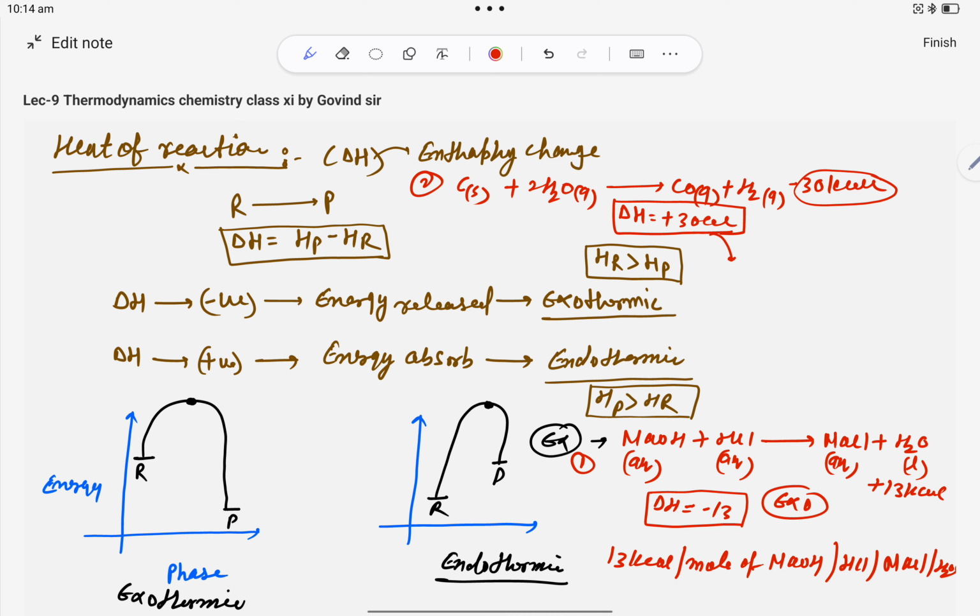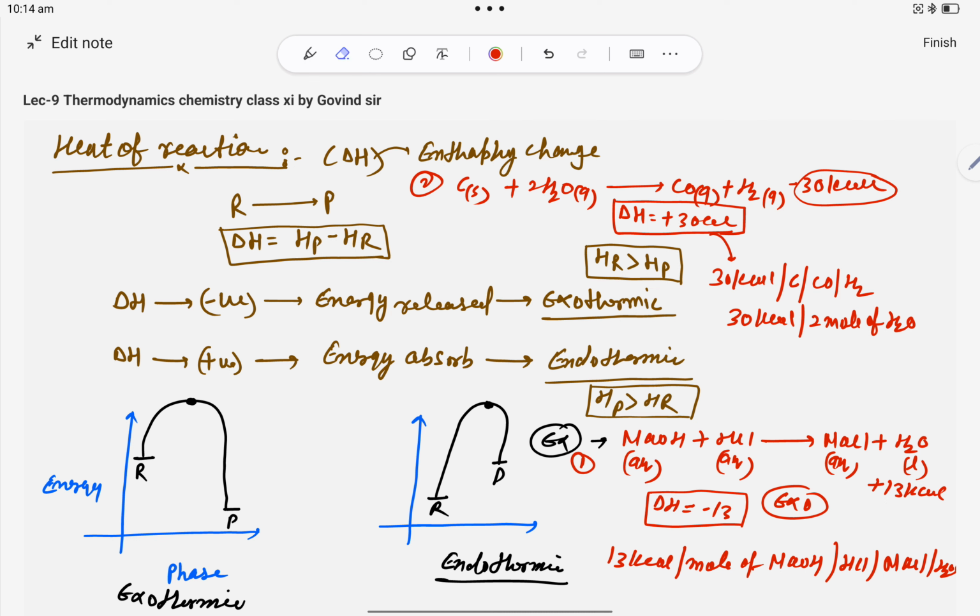Once again I am telling you, 30 kilocalorie per mole of carbon, per mole of CO, per mole of H2, and 30 kilocalorie per 2 mole of H2O, like that you can represent. So these are the type of reaction, exothermic and endothermic.